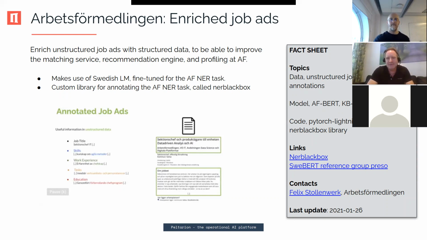And they have been working with a number of techniques, and you can see in the fact sheet what type of data they are making use of, what type of models they have used, some information about the code, and they even developed this really nice library called Near Black Box, a named entity recognition library that helps both with training models and using the models for this type of named entity recognition, but also for annotation purposes. And you can see some links for more information and contact people at the employment agency.